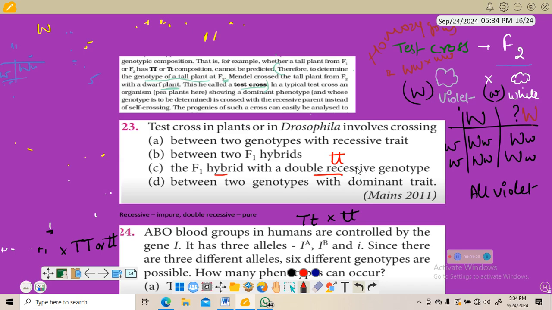So C, test cross, is related with the F2 word, that is, to determine the genotype. Since it's written here, to determine the genotype of a tall plant at F2, here we are not seeing any F2 word. So here test cross involves crossing between two F1 hybrids, and the C part is the F1 hybrid with a double recessive.